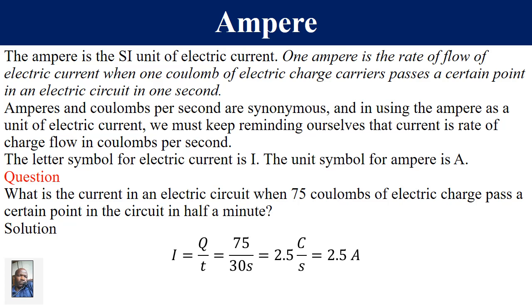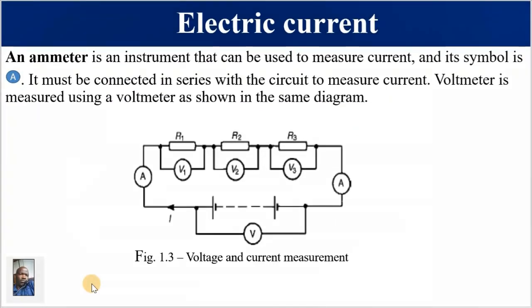Guys, given any 2 of the 3 parameters, you must be able to find the other. This is mathematics. Now, how to measure electric current, and also how to measure voltage or potential difference. From your high school, an ammeter is an instrument that is used to measure current, and its symbol is capital letter A. As you can see, this is an ammeter, and also this is an ammeter.